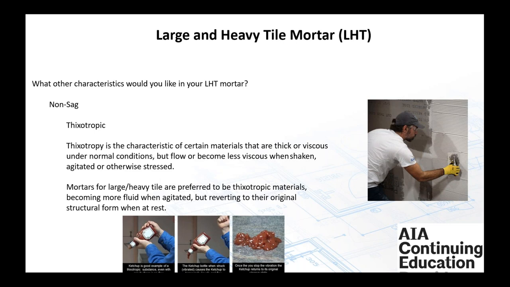So one easy way to explain that is a ketchup bottle. You can open up a ketchup bottle and tip it upside down. The odds are fairly good you're not going to get much out of it. But if you shake that bottle or create shear, it becomes more fluid and will pour out. And that's exactly what happens to these mortars with thixotropic characteristics.